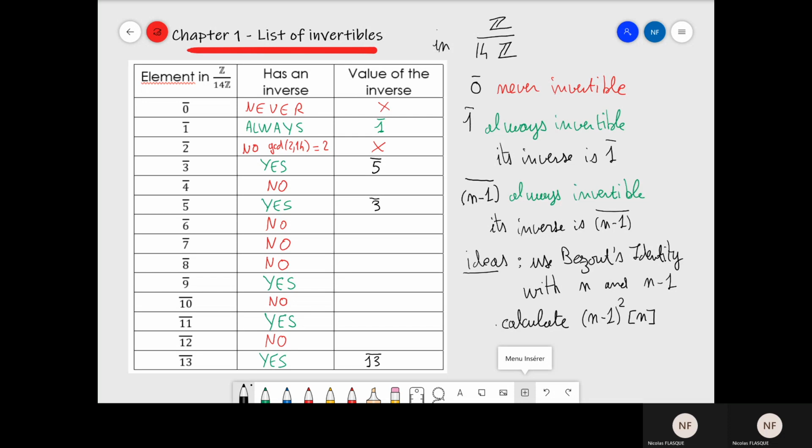So here I'll let you do the calculations or try to find the value, but 9 bar and 11 bar are both inverses, one with respect to the other. So here, from all the elements in Z over 14Z, we found that only 6 of them are invertible.